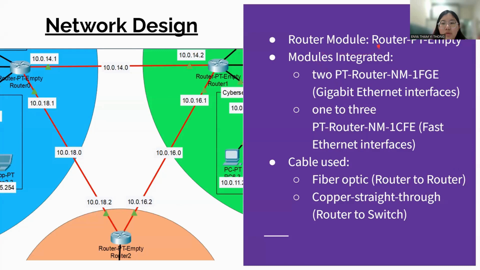The router module we use is router PT-MP, and we integrate the modules that have 2 PT router and then 1 FGE, which provides a gigabit Ethernet interface used to connect router to router by using fiber optic cable. We also integrate a 1 to 3 PT router and M1 CFE fast Ethernet interface, which is used to connect router to switch by using copper straight-through cable.